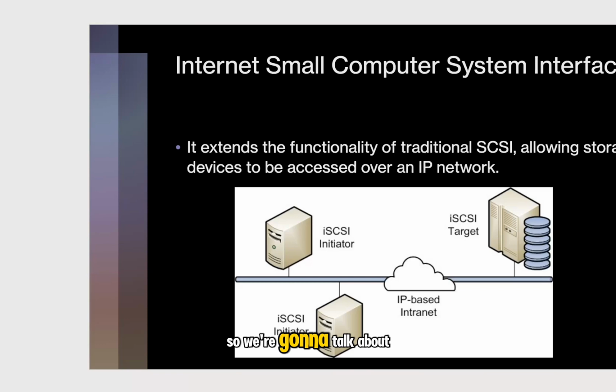All right, so we're going to talk about what iSCSI is. It stands for Internet Small Computer System Interface. It extends the functionality of traditional SCSI, allowing storage devices to be accessed over an IP network. On the left side, we have two iSCSI initiators, which are the clients. And then on the right, we have the target, where the storage pool is located. And then it has a cloud, which is using IP-based internet. So it uses IP to communicate.